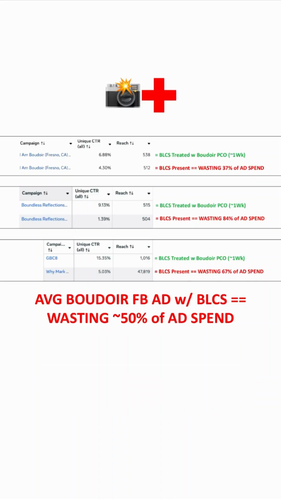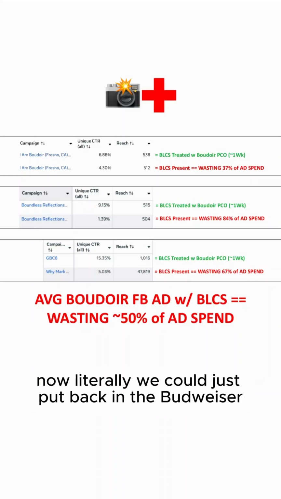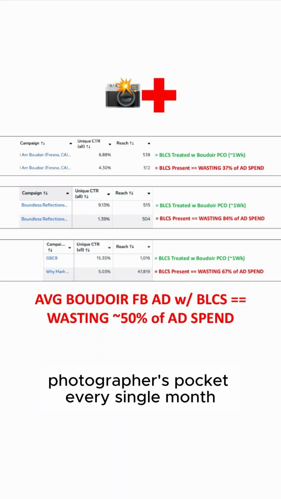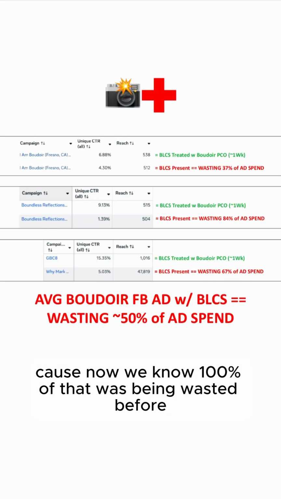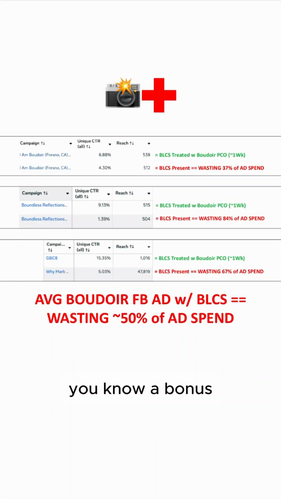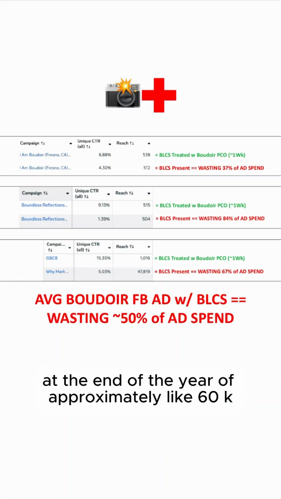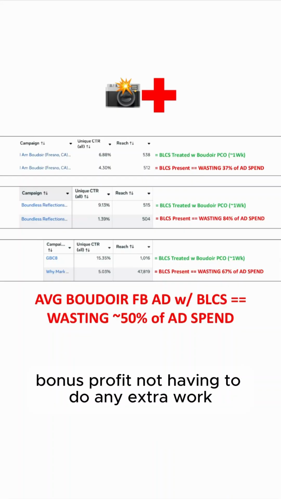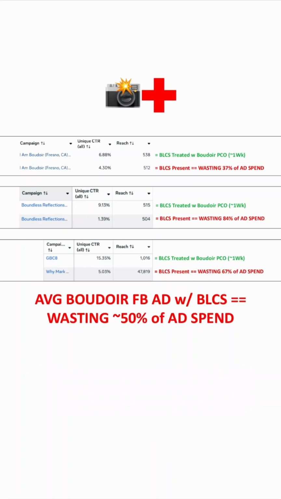Now, literally, we could just put that back in the Boudoir photographer's pocket every single month because they don't have to spend it, because now we know 100% of that was being wasted before. So now they can keep that, have a bonus at the end of the year of approximately like 60K profit, not having to do any extra work.